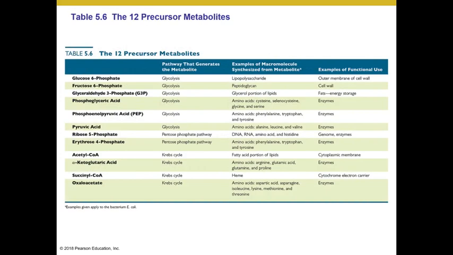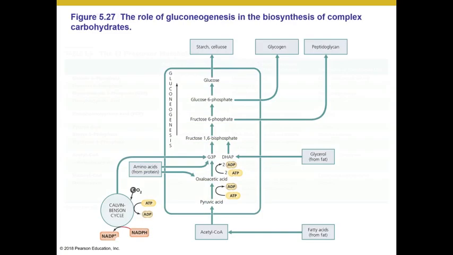These 12 molecules are the building blocks for everything a cell needs: amino acids, nucleotides, lipids, and more. They're made from pathways like glycolysis, the Krebs cycle, and the pentose phosphate pathway. Without these precursors, a cell can't grow or reproduce. RN relevance? In malnutrition or chronic illness, the body can't produce enough of these precursors for wound healing, especially proteins and nucleotides for tissue repair.